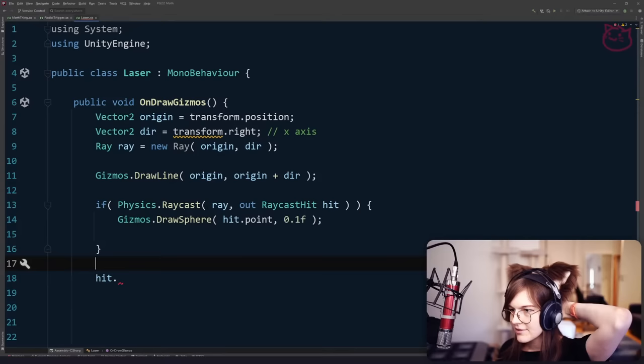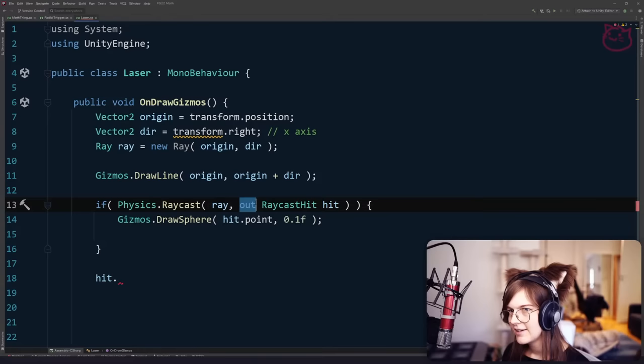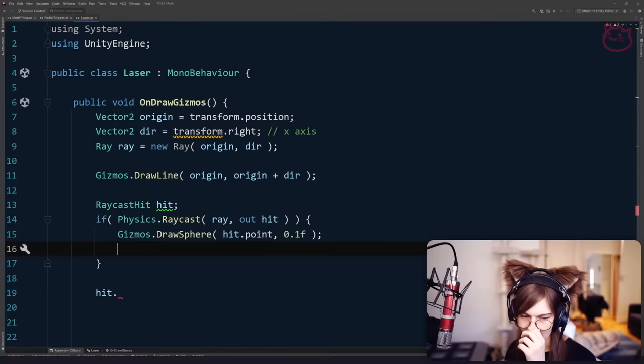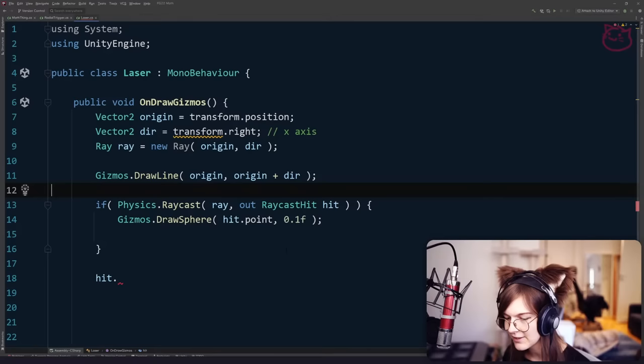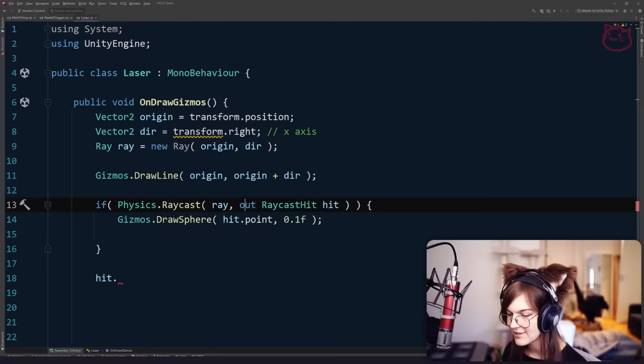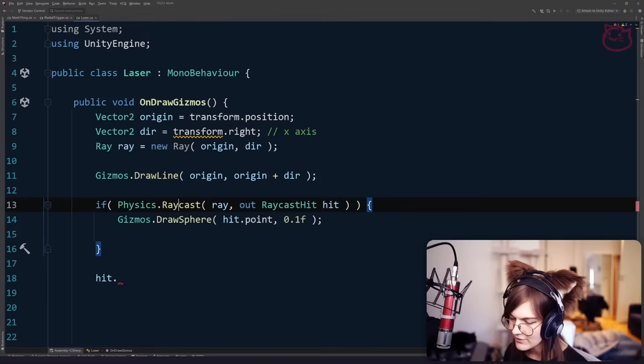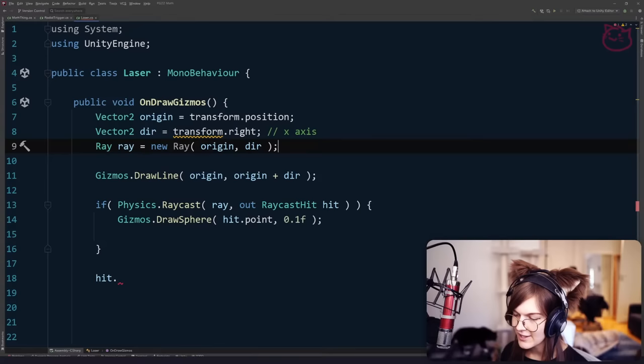So the out basically means that it's also going to set a variable when executing this function. Right now we're both setting and defining the variable, but you could do it outside if you want to. So we could define the variable here, and then we output into the variable. But in this case, I'm just inlining it because I think the code looks a little bit cleaner that way. The raycast function populates everything that has an out parameter. It's very useful whenever you want to output more than just one thing. It's commonly used for cases like this, where it returns a Boolean for whether or not it succeeded or failed, and then you get extra information if it succeeded.